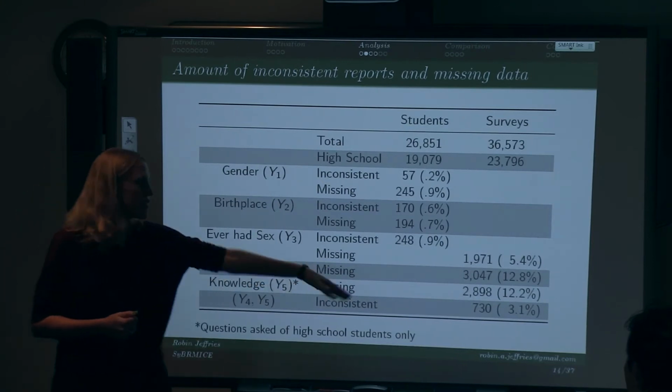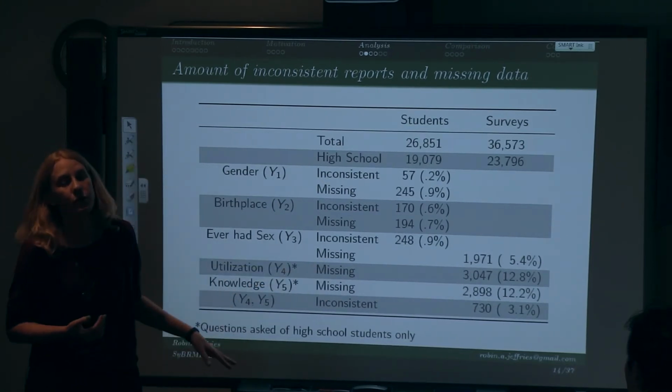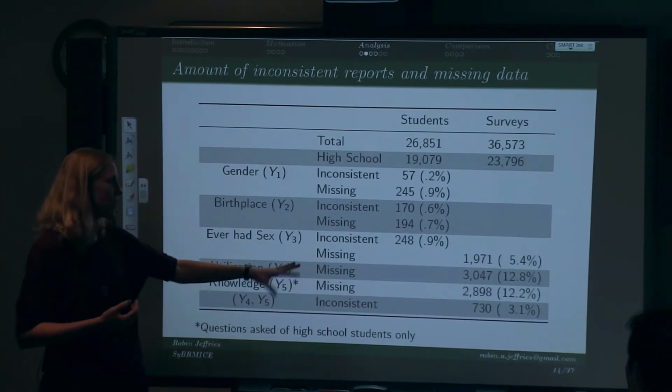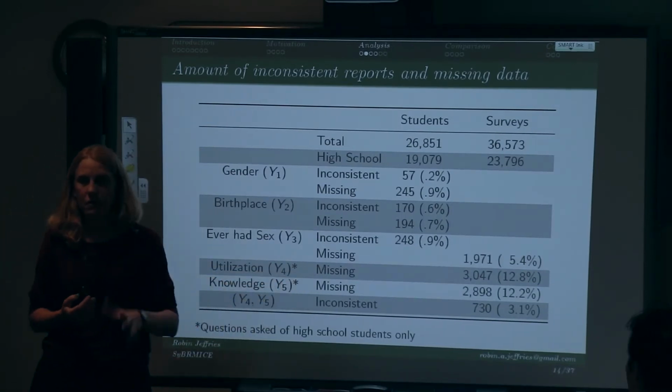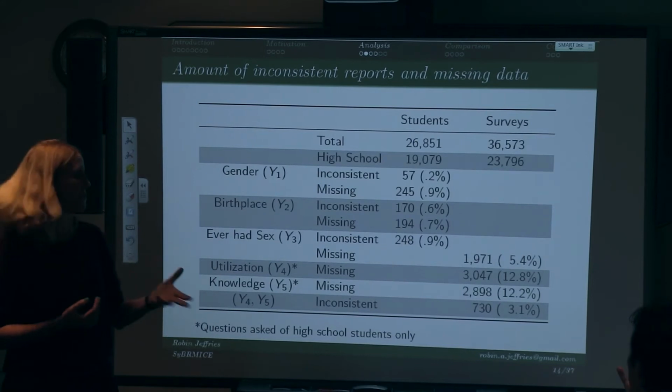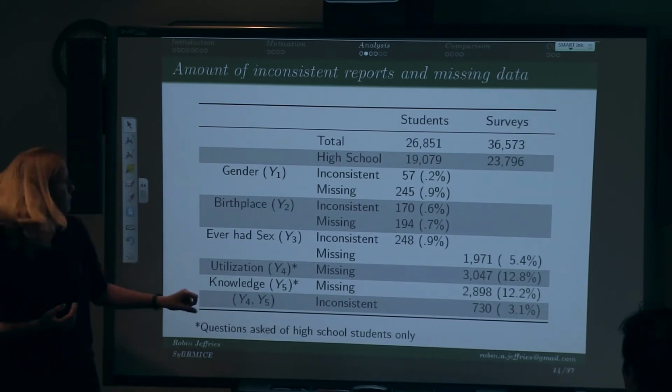so these percentages are out of, again, these are only asked of the high school students. So we're still looking at a moderate missing rate, but only about a 3% inconsistency between those two variables.